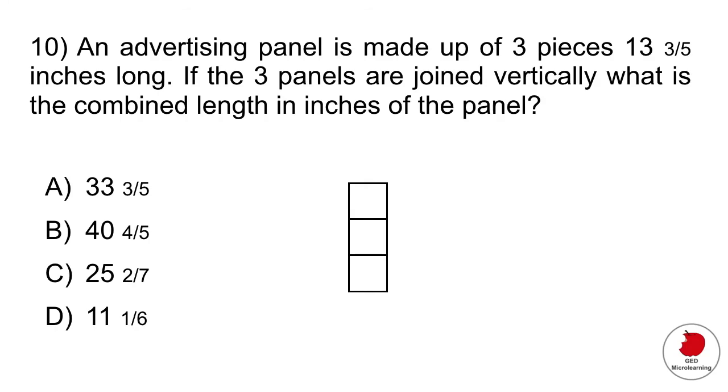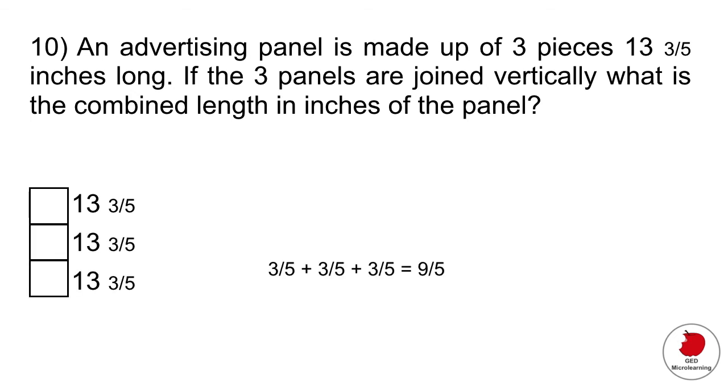Okay, question 10 looks at adding mixed numbers. It says an advertising panel is made up of 3 pieces that are 13 3/5 inches long. If the 3 panels are joined vertically, what is the combined length in inches of the panel? Essentially the panel looks like this, and all you have to do is add all of these bits together.